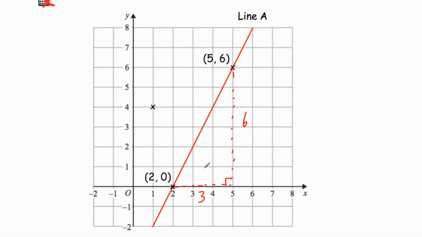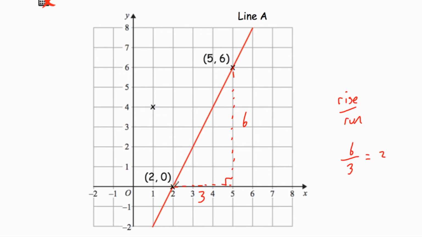So 6. Now we want to find the gradient, so that's going to be rise divided by run. So the rise is 6 divided by the run, which is 3, and 6 divided by 3 is 2. And let's just check that, because remember, the gradient is for every 1 unit you move across, how many the line goes up or down by. So because we've got a gradient of 2, it should be that if we go across 1, we go up 2.